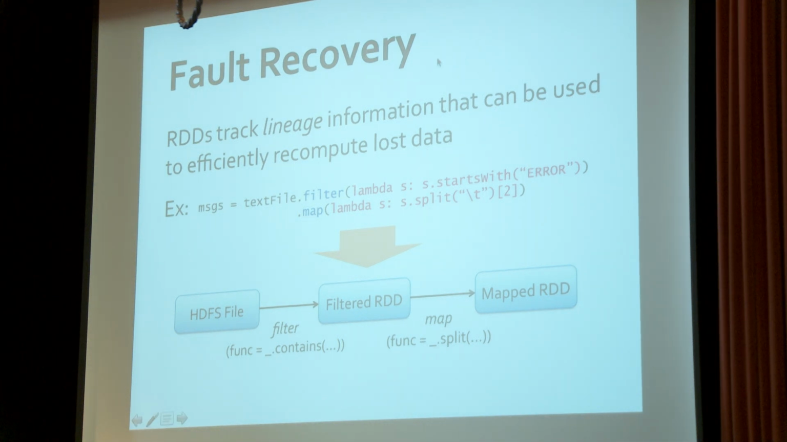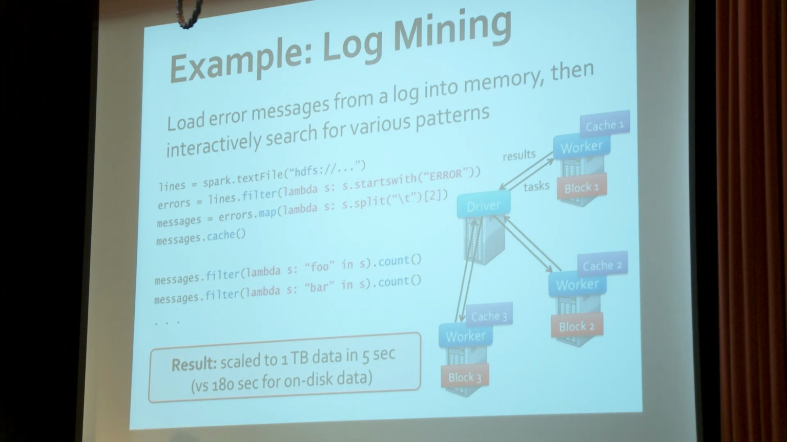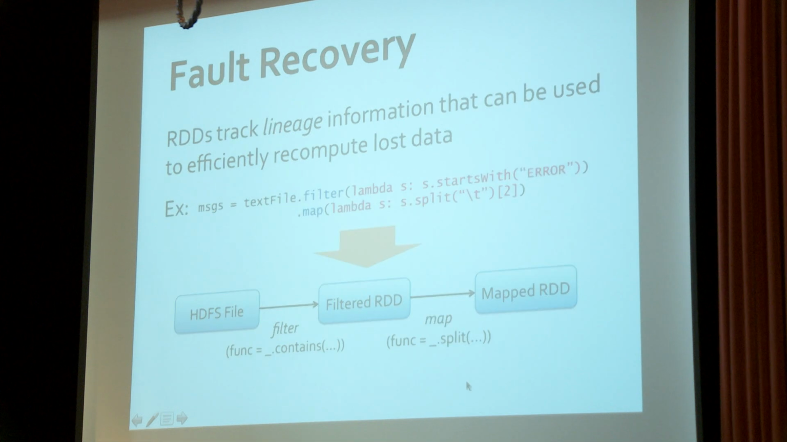So it's going to know, okay, you did a filter with this function, contains, and you did a map with the function where you're going to split it. So that's how it's going to remember. And then when you go back here, if we ever lose one of these nodes, for example, I guess you can't see my mouse. Okay. For example, say that we lose the cache on node 3 over here. Spark is going to apply just the filter and map on just this block of the file and build it back.